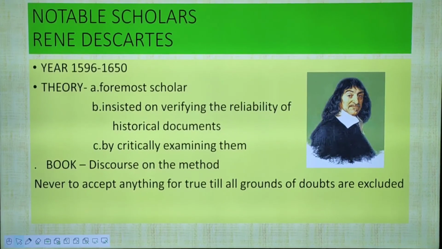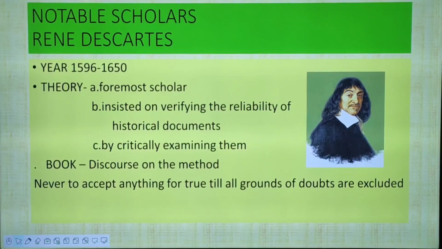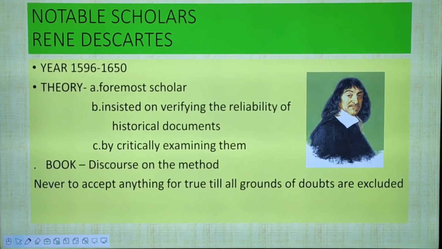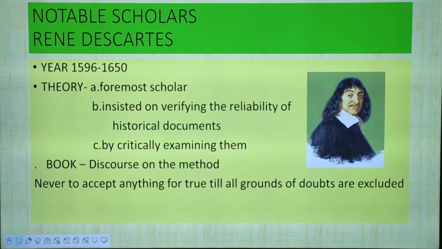This person wrote a book, and the book is termed Discourse on the Method. He also had a slogan: never to accept anything for true till all grounds of doubt are excluded. He was very clear that you are not supposed to accept anything until your doubts are cleared. So if you feel your doubts are not cleared, you go on searching for the answers, and once you feel that your heart, your brain, is satisfied that you have got answers, you stop there and then.